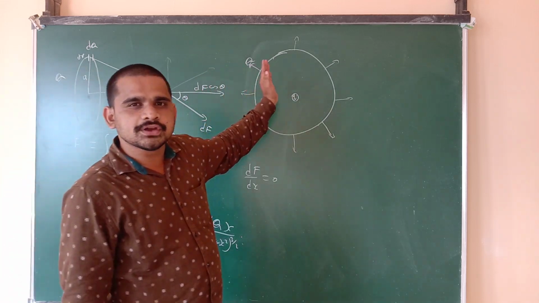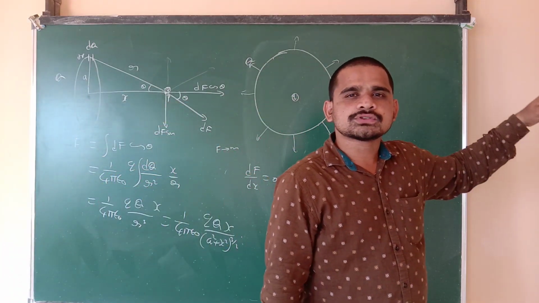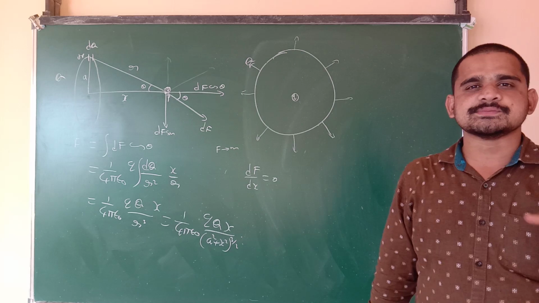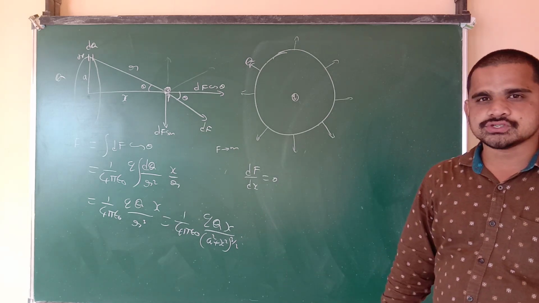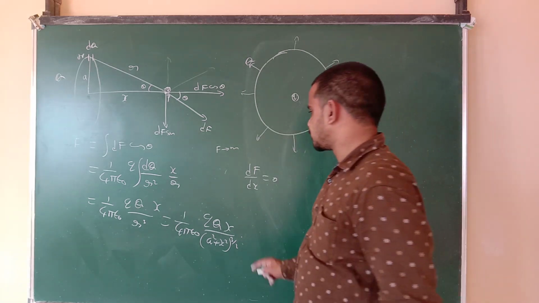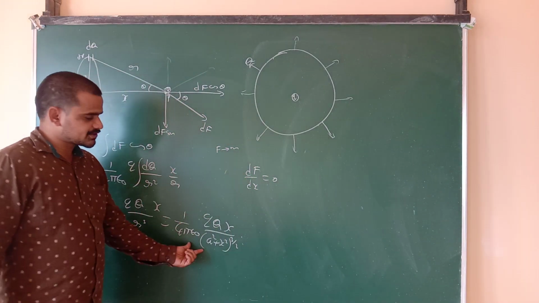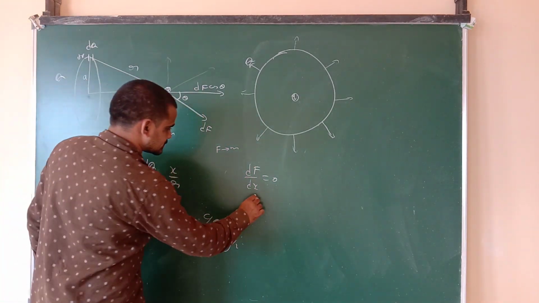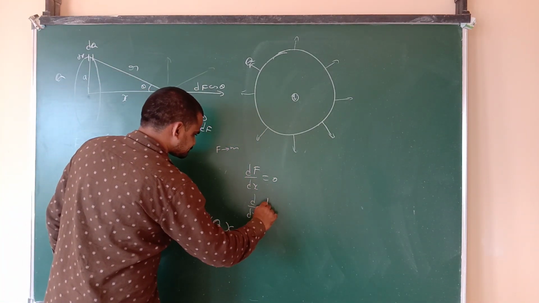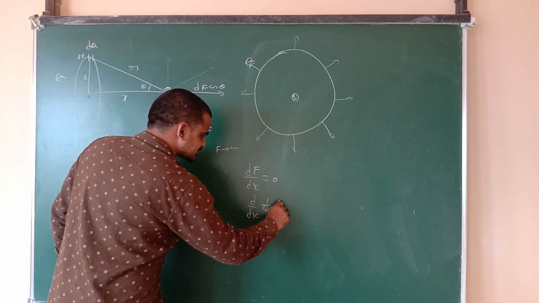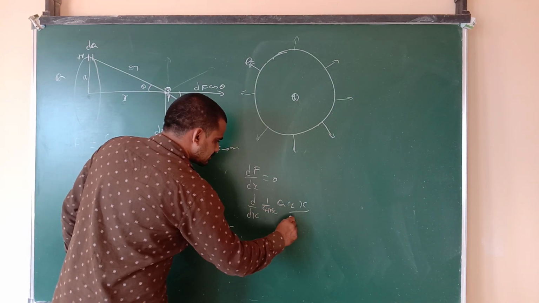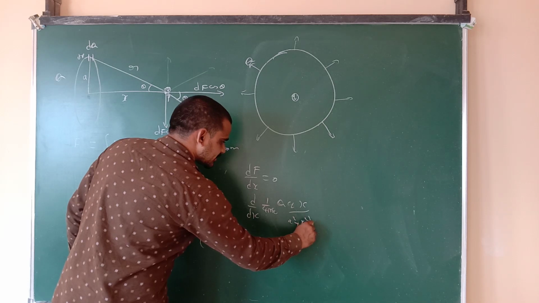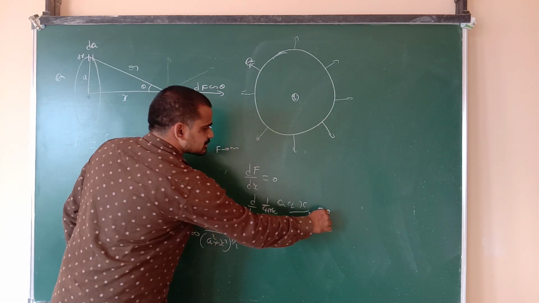After some time, if you move away, what happens? Force decreases. Somewhere this force becomes 0. Where does this force become 0? How to get it? Just make the differential value equal to 0. Just differentiate this value. U by V formula, everyone knows here. U by V formula, just 1 by 4 pi epsilon q x by (a square plus x square) whole power 3 by 2. Make it equal to 0.